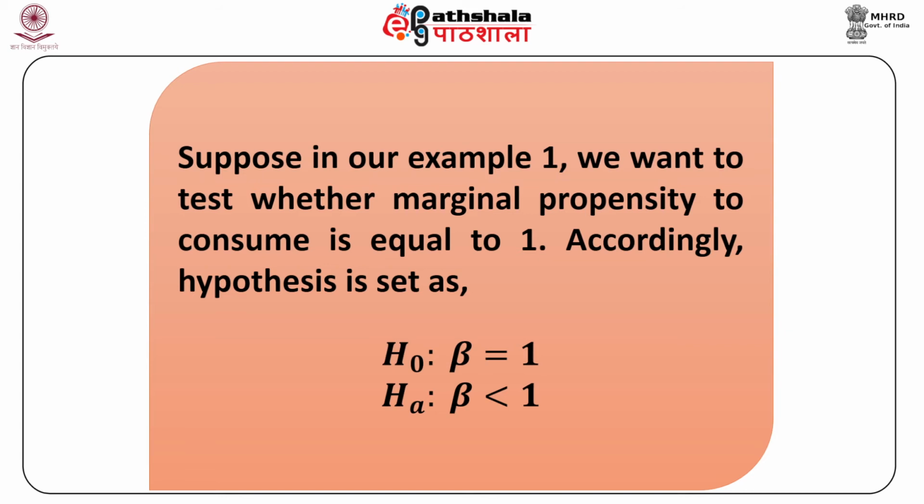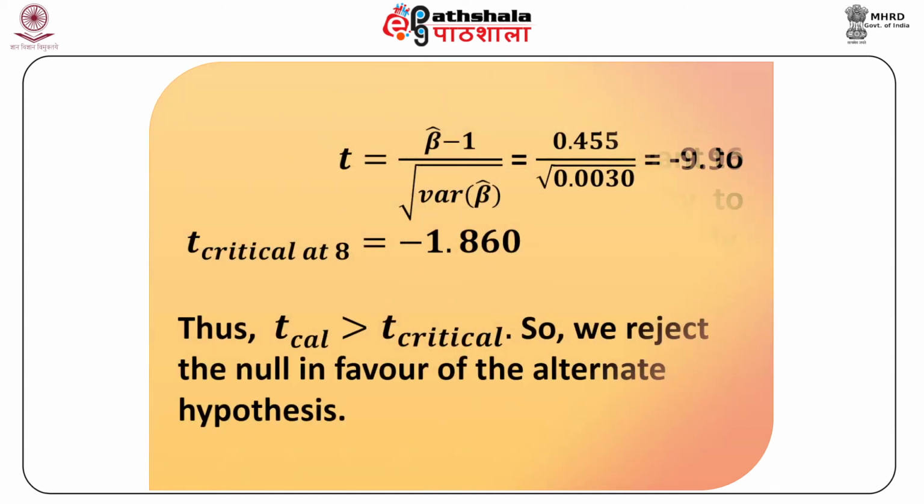I'm sure you all know what marginal propensity to consume is. It is basically the change in consumption as a result of a change in income. Accordingly, our hypothesis would be set as the null hypothesis beta equal to 0, and our alternative hypothesis in this case would be that beta is less than 1. So what will be the t statistic? The t statistic in this case is defined to be equal to beta hat minus 1 upon the square root of the variance of beta hat, because we have the standard error.